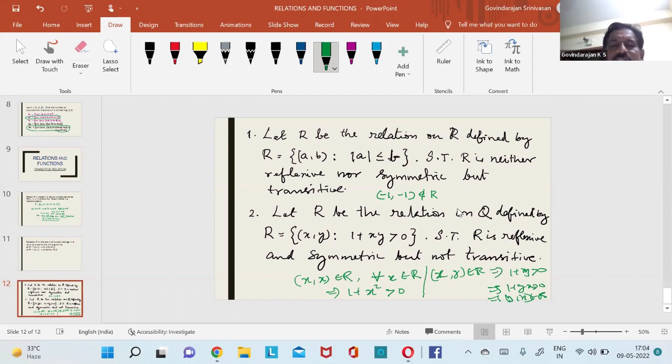How can you say it is not transitive? We have to give a particular example. Maybe fractions we can take.